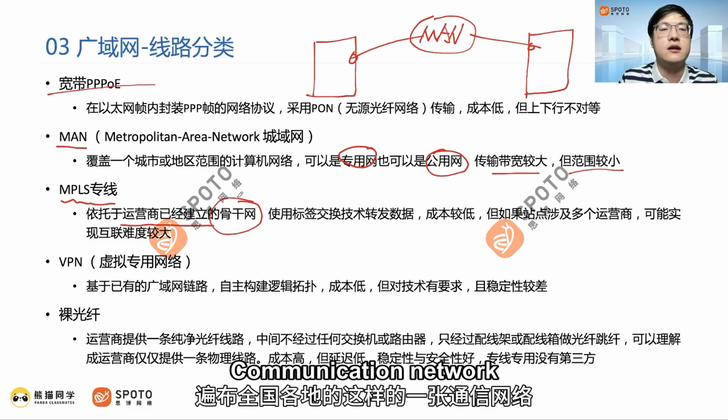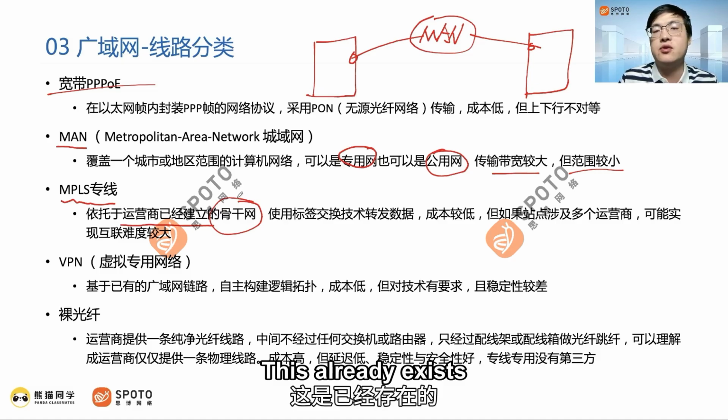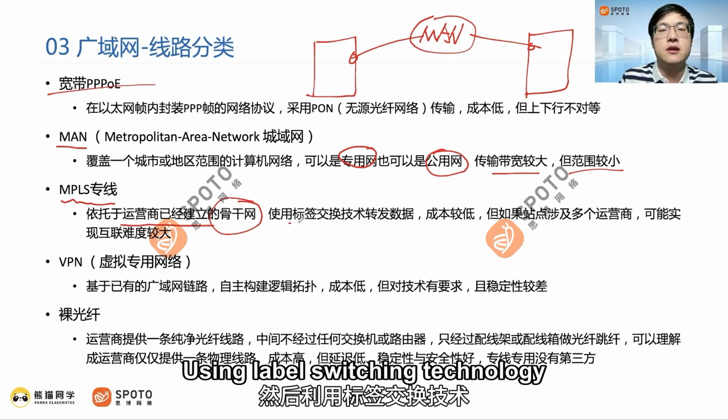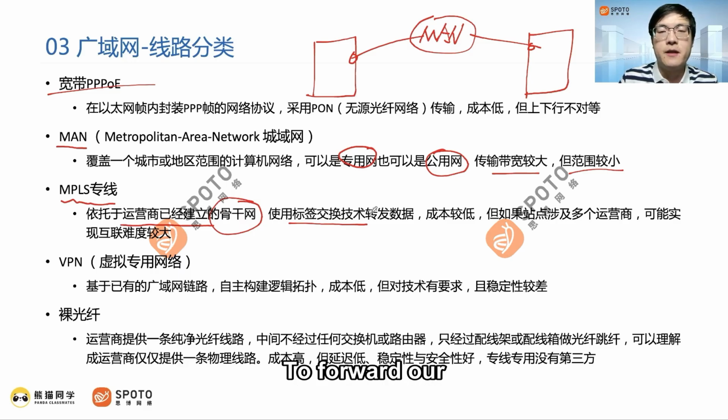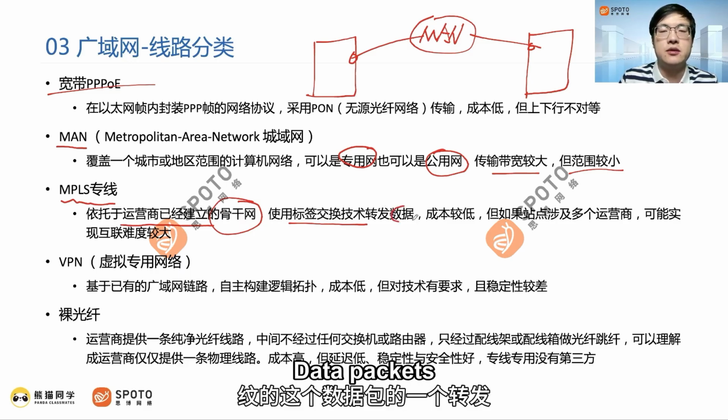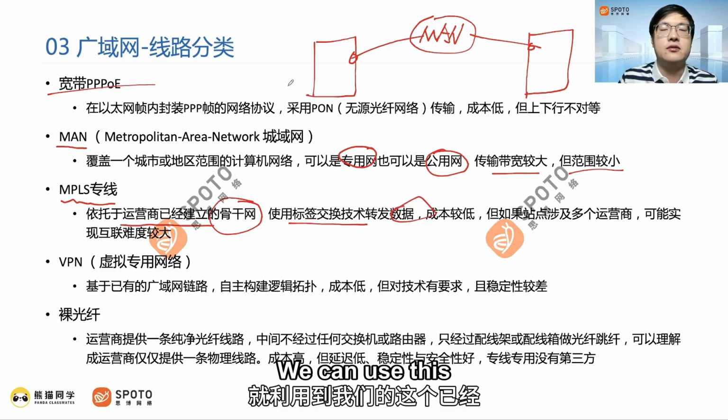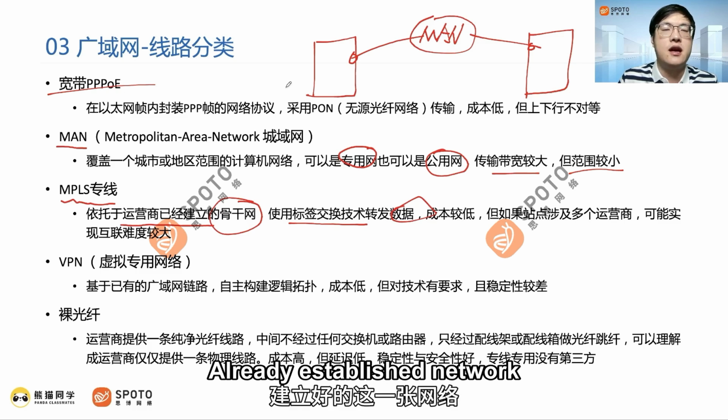Such a network already exists. And then, using label switching technology, which is also an IP level technology, to forward our data packets. In this way, we can use this already established network.